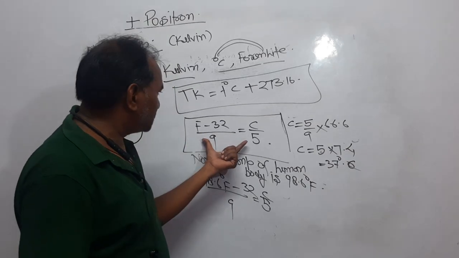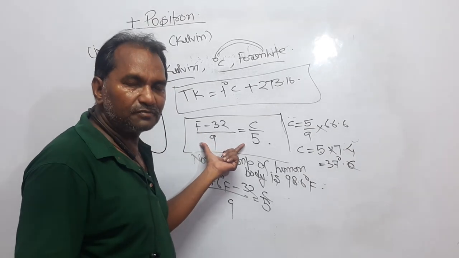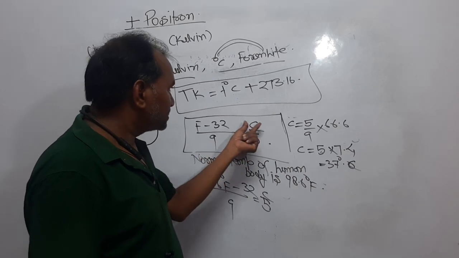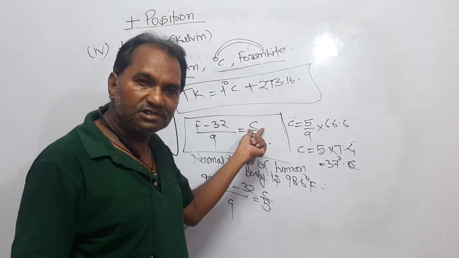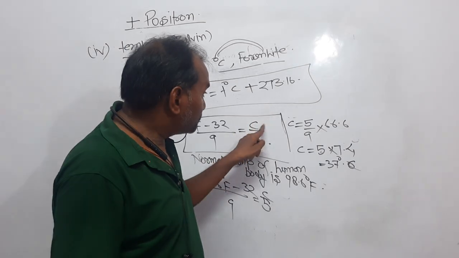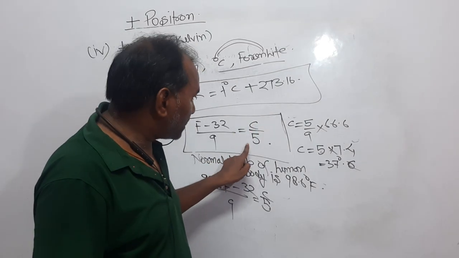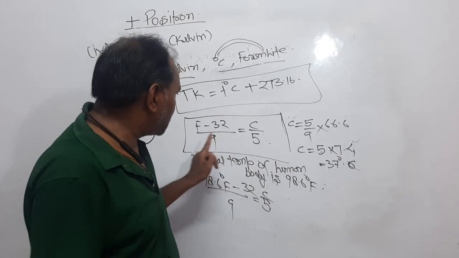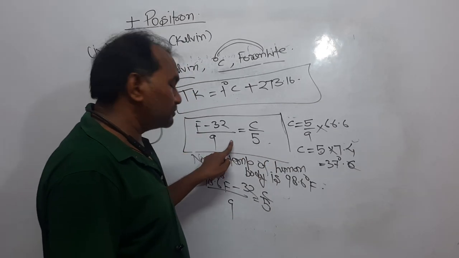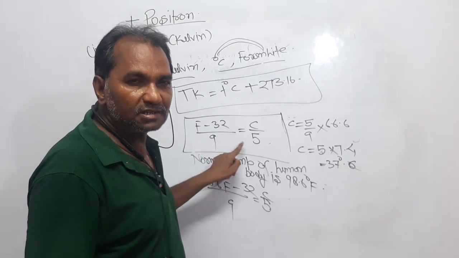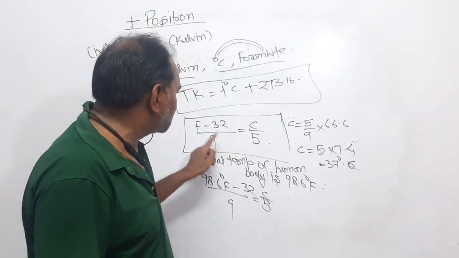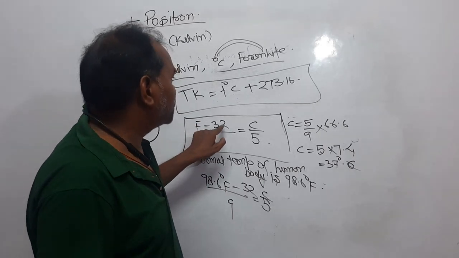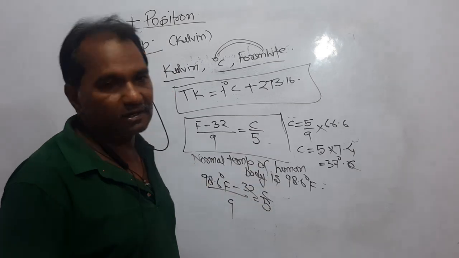How have I established this conversion formula? Very simply, F minus 32 upon 9 is equal to C upon 5. C is an unknown temperature on the Celsius scale. This is C minus the freezing point, which is 0, upon boiling point minus freezing point, that is 100 minus 0, which is equal to 100. And here it is boiling point minus freezing point, that is 212 minus 32, which is equal to 180 divisions, and the unknown temperature on the Fahrenheit scale, F, minus the freezing point, 32. If you solve, you will get this.